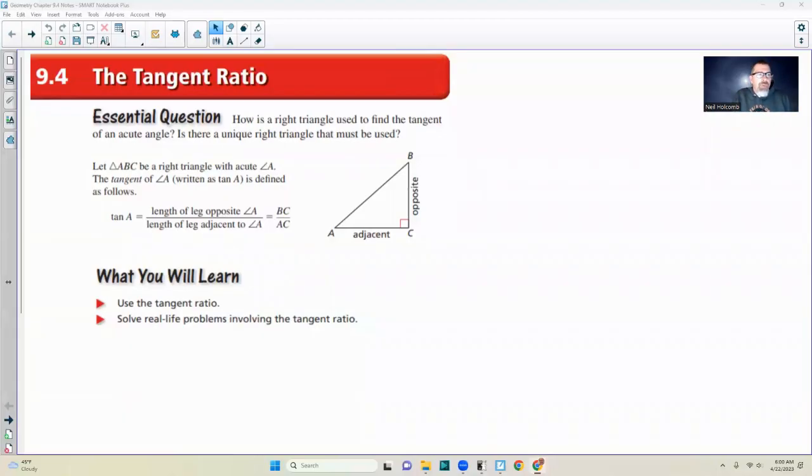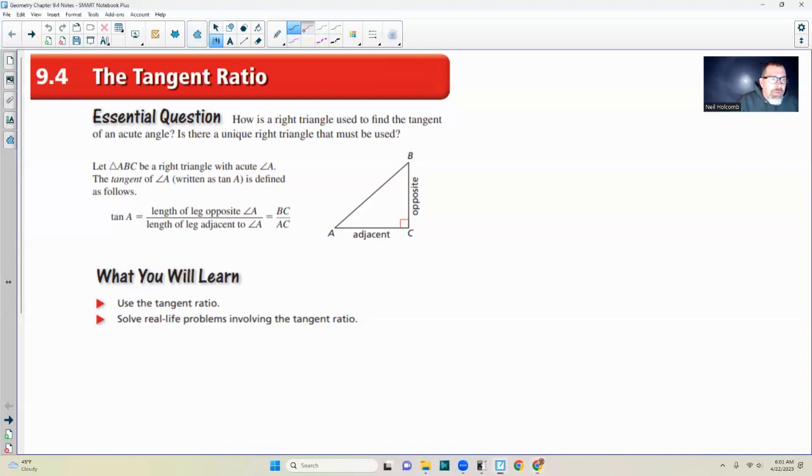Okay, this is chapter 9.4, the tangent ratio. So the essential question in this section is, how is a right triangle used to find the tangent of an acute angle? Is there a unique right triangle that must be used? Let triangle ABC be a right triangle with acute angle A. The tangent of angle A, written as tan A, is defined as follows. The tangent of A equals the length of leg opposite to A, which equals BC.